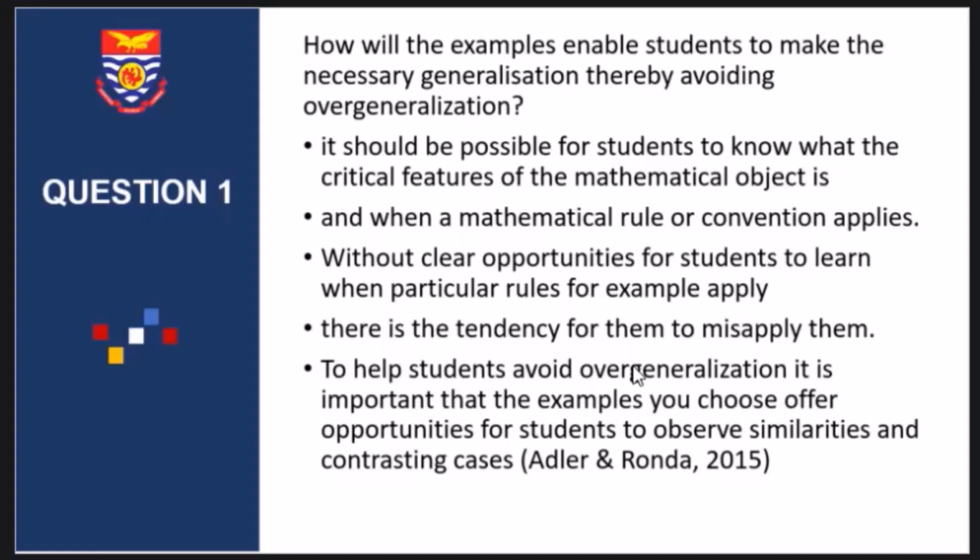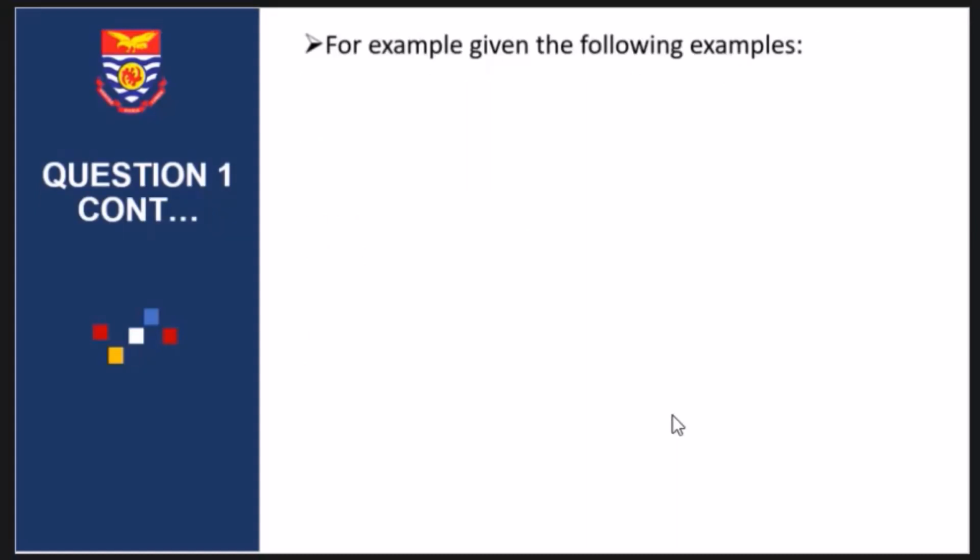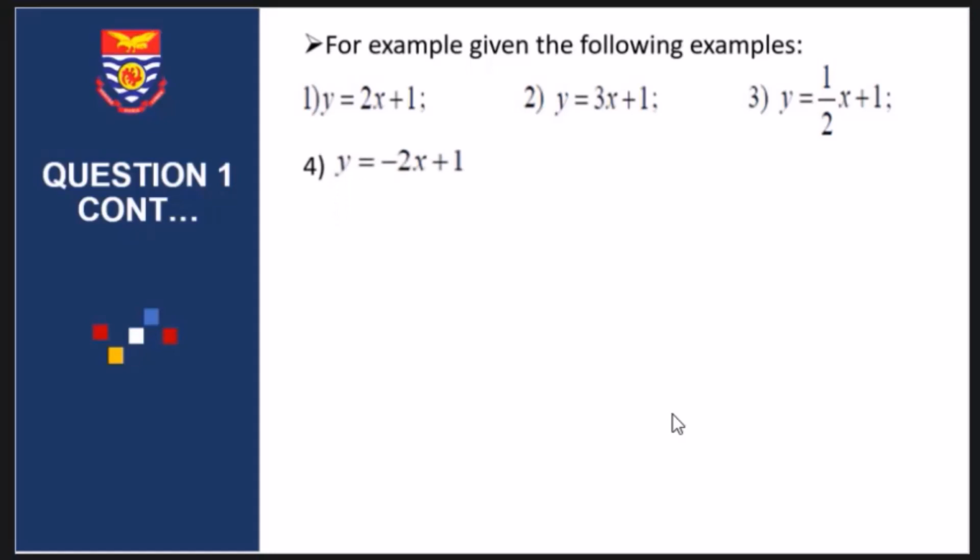So there's a tendency of them misapplying the rules. So let's look at an example. If you give examples such as the one you can see on the board, look at the linear functions that you can see. So something like this, you see this is abstraction. So you must be able to present the concept in such a way that the students will be able to identify the similarities and the contrasting points for each of them.